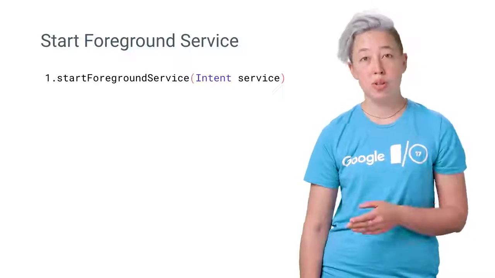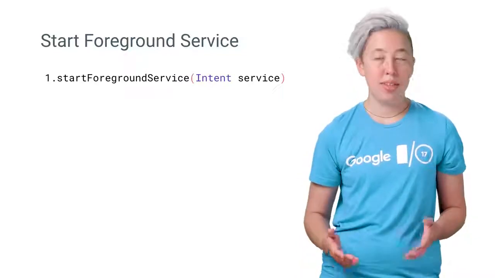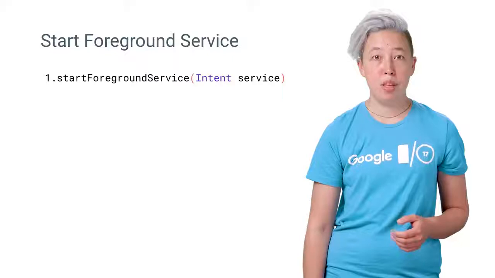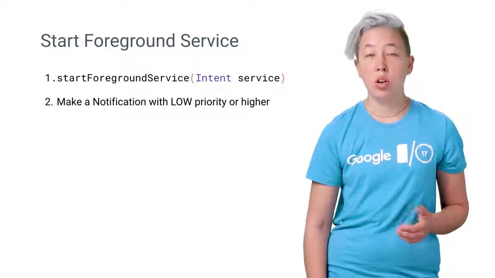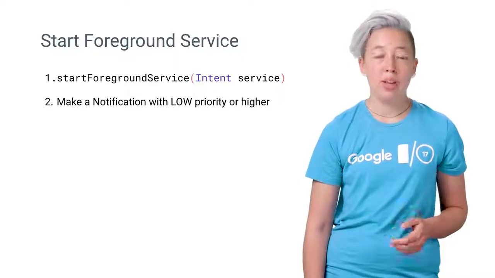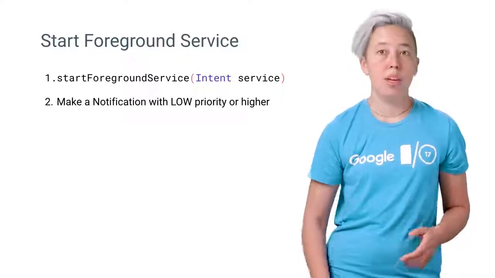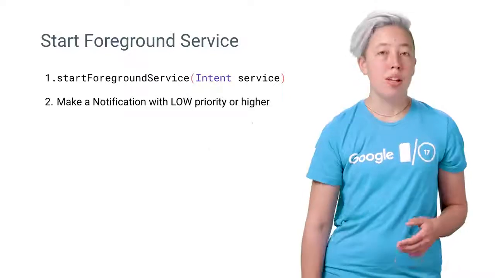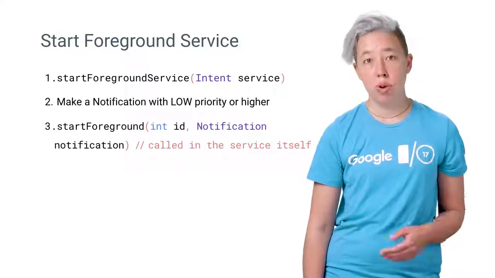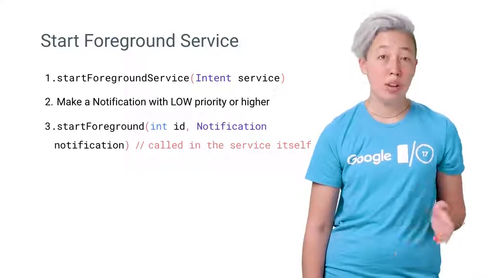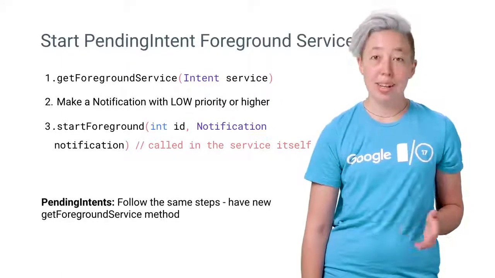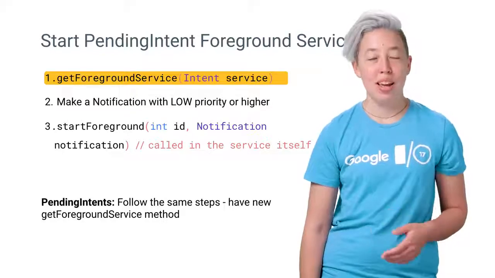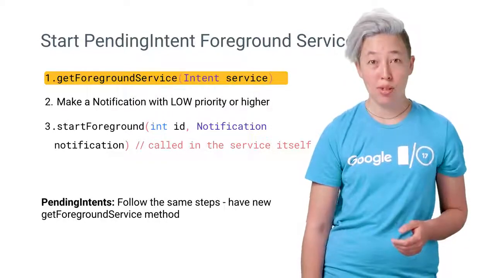The steps are, first, use the new Start Foreground Service method. This creates a background service that you must immediately promote to the foreground. Within the service, make a notification. Your foreground service notification should always be of low importance or higher so that it's actually visible to the user. It should not be of mid importance. The final step is to have the service promote itself to the foreground using Start Foreground and the notification that you just made. If you need a pending intent to start a foreground service, you can use pending intent's new Get Foreground Service method, and then follow the same steps to promote it to a foreground service.